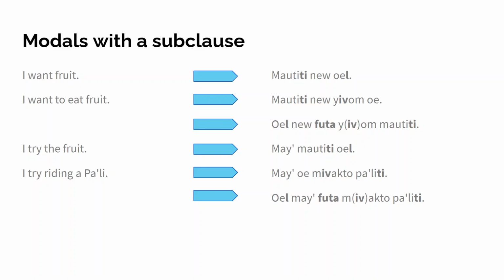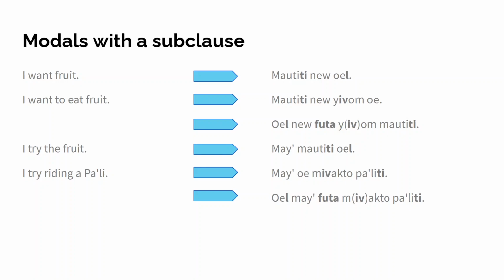If you now say, I want to eat fruit, you can do both. You can say mautiti, neo yivom oe, or you can also, instead of using it as a modal verb, just use the neo as a normal transitive verb, with a subclause that is a direct object, so with futa. Well neo, futa, yivom, mautiti. In that case, the yom can either have the if infix or not, whatever you prefer.